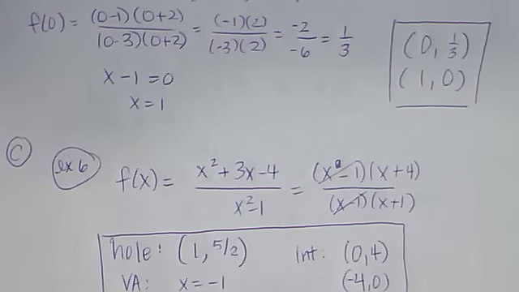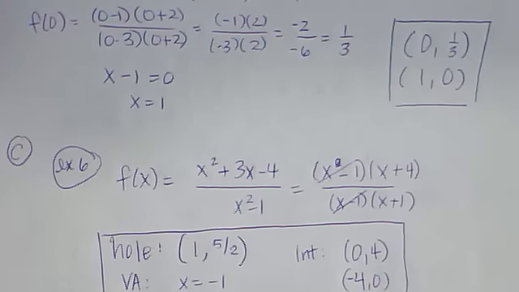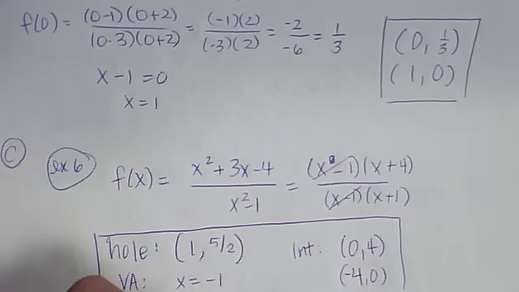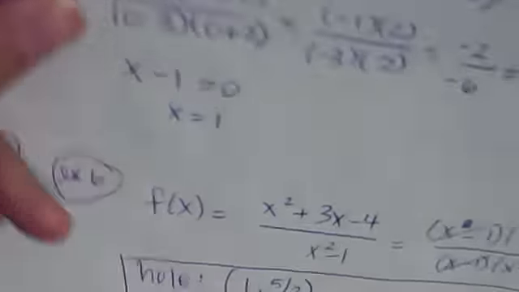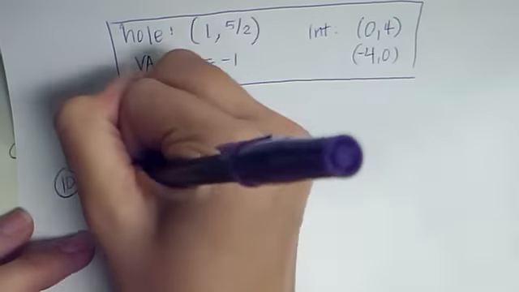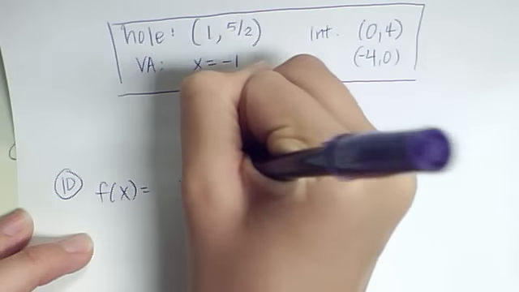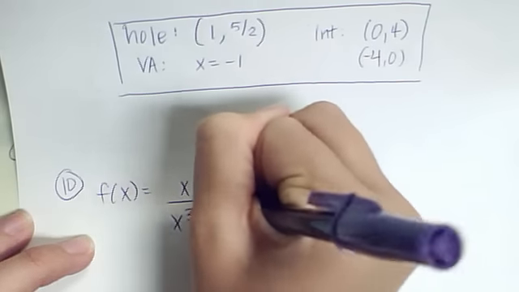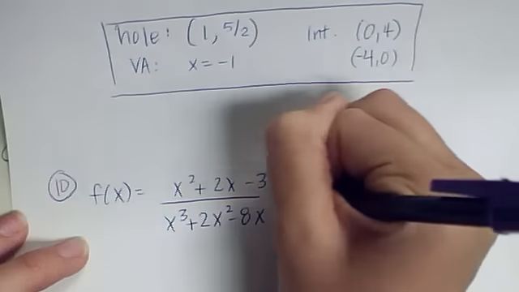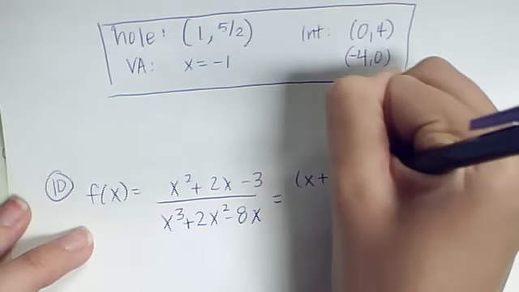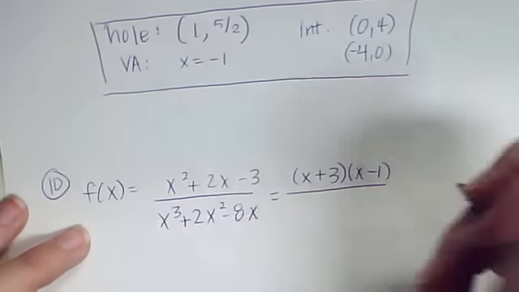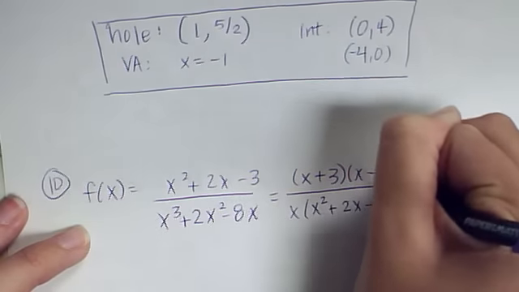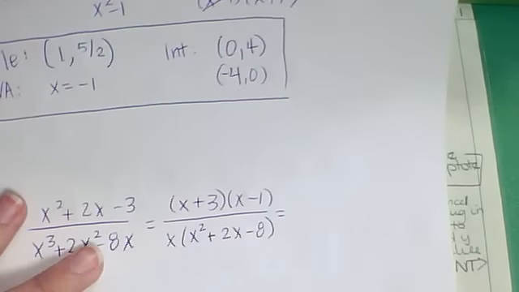Okay, let me find a good one to do on your homework. On your homework, I think I will show you how to do number 10, that last one. Make sure that's in your view. There you go. F of x equals x squared plus 2x minus 3 over x cubed plus 2x squared minus 8x. If I factor the top, I have x plus 3 times x minus 1. On the bottom, they have an x in common, so I can take that out to begin with. And then I can continue to factor the bottom piece.